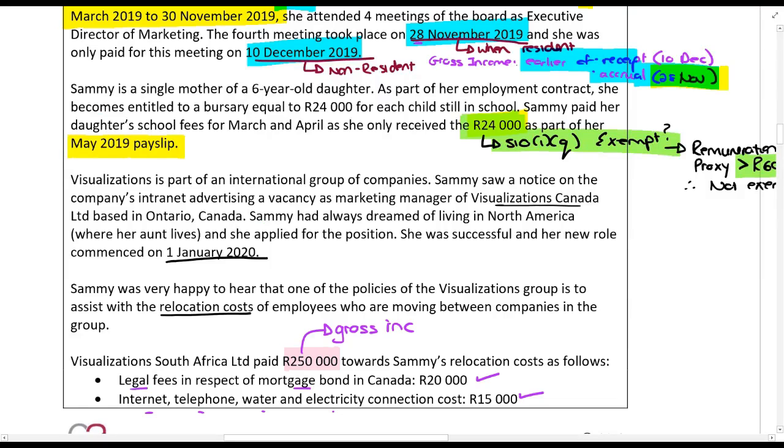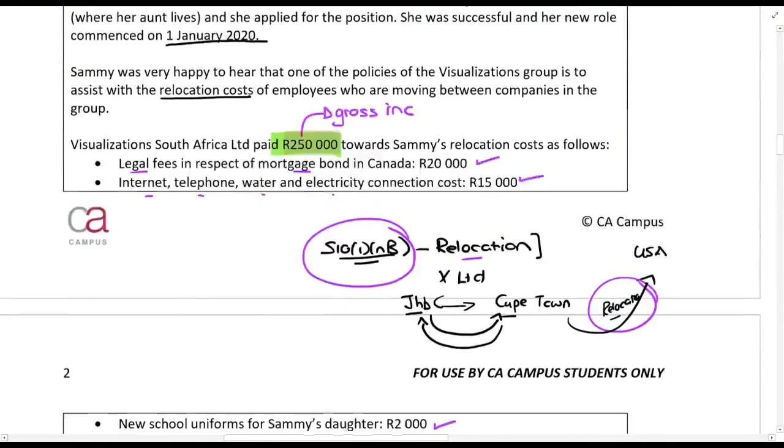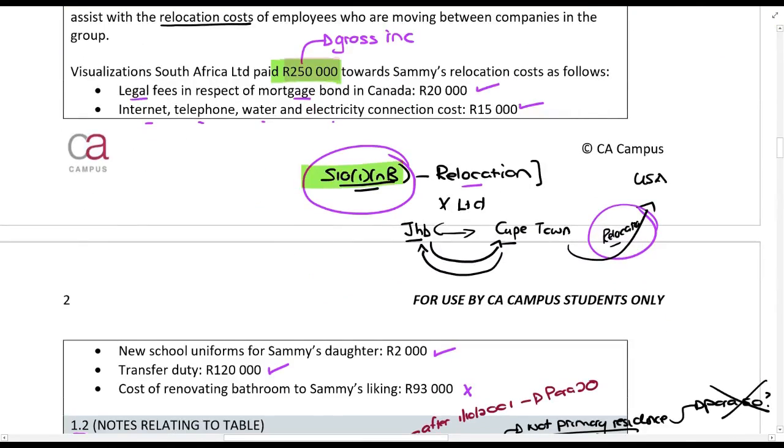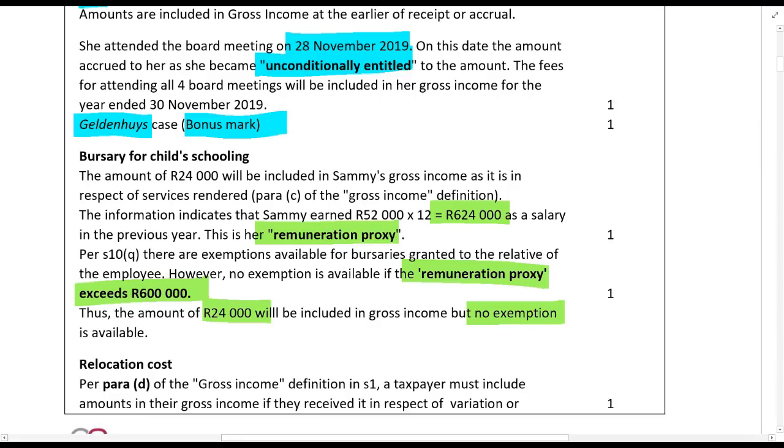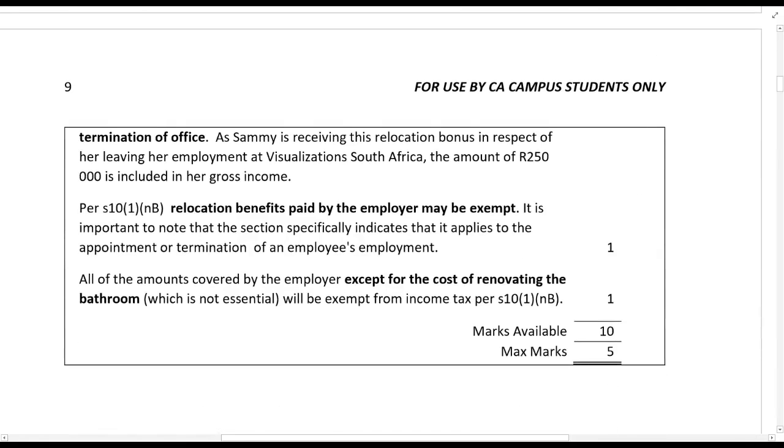Right, then she received this 250,000 rands relocation benefit. It is exempt in terms of Section 10(1)(nB), except for the renovation costs. Okay, so it will be exempt. There are lots of marks available in this, guys. In this case, only 5 marks.